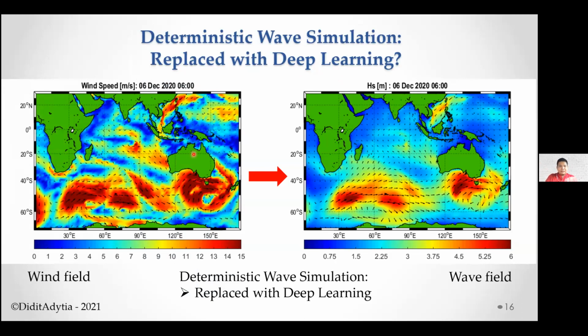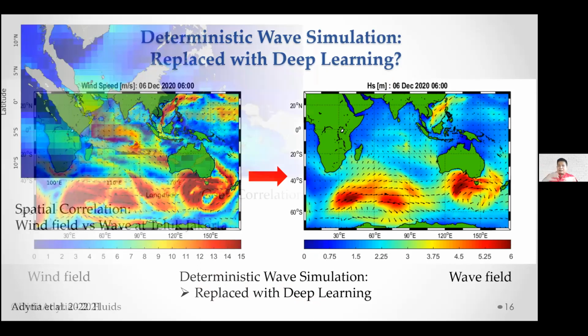So the wind field goes through a simulation process, which produces the HS. HS is the significant wave height. We would like to replace this process using deep learning, especially supervised machine learning, for solving a regression problem. But how does it work?